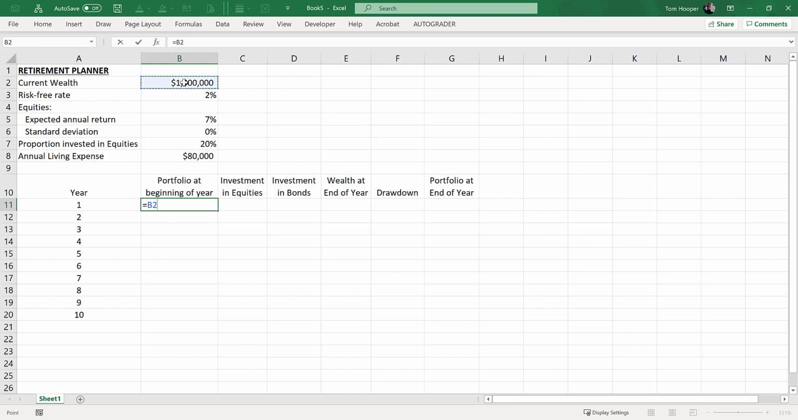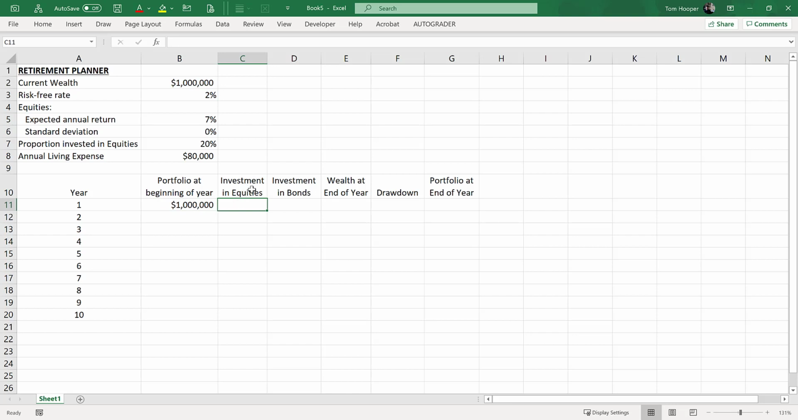wealth. We're saying the client has $1 million. Now I'm not going to copy that anywhere, so I don't need dollar signs on that. I could hit enter, but it's going to take the cursor down. I'm going to hit tab to take the cursor across.